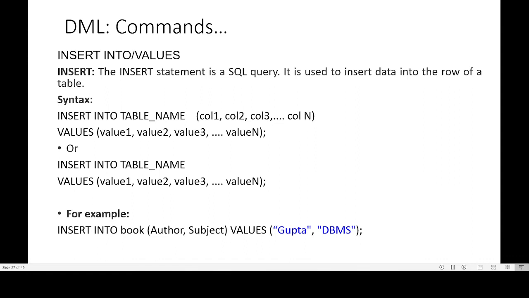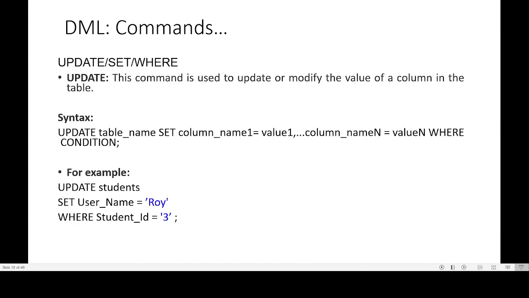So for example, I'm going to insert data into a table named book. So insert into book is the table name, and I'm going to insert the first column as author and the second column as subject, and the values which I am going to insert are author name as Gupta and subject as DBMS. When we are entering these characters, we have to put them in basic string operators.